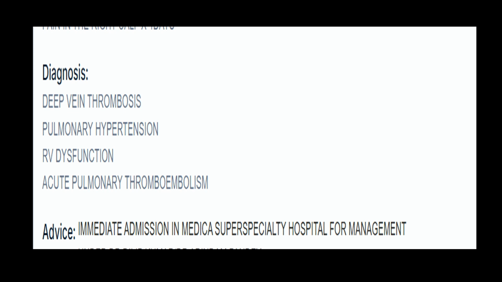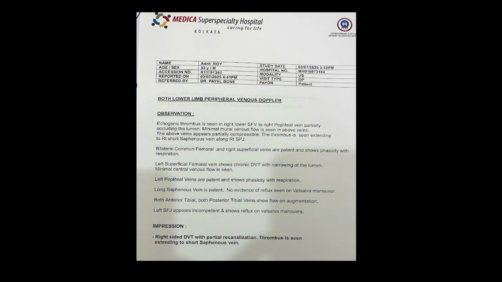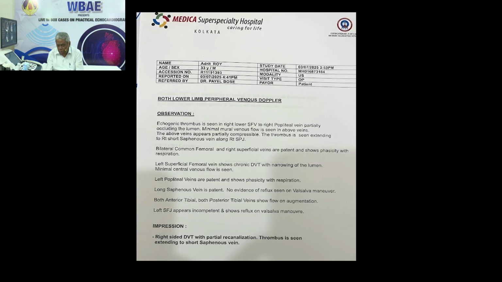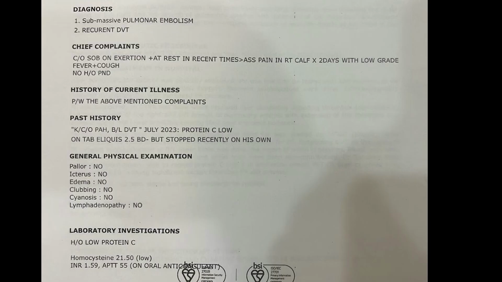We couldn't do any further investigation on the patient because the patient was immediately rushed to a hospital for further management. He is young, 33-year-old, otherwise fit, so saving his life was a priority here. He was admitted to medical super specialty hospital, where they did a peripheral venous Doppler of both lower limbs, which showed a right-sided DVT with partial canalization, and the thrombus was seen extending into the short saphenous vein. This is his discharge diagnosis of a submassive pulmonary embolism and recurrent deep vein thrombosis.